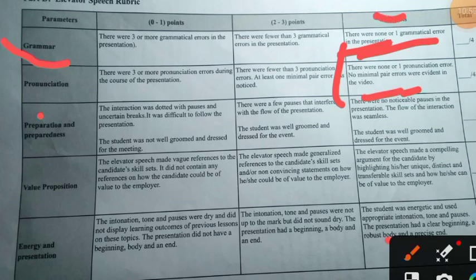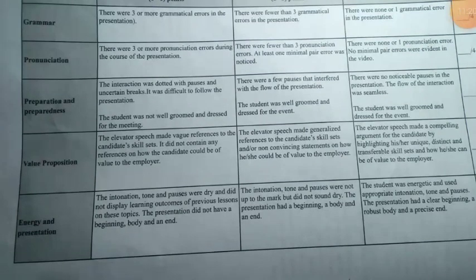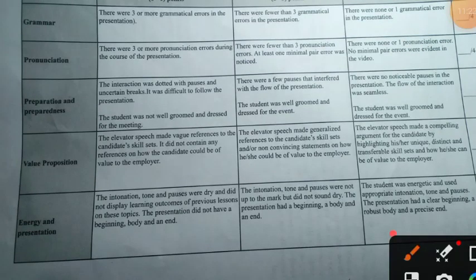Next one is preparation and pauses. You have to prepare everything. There were no noticeable pauses, but sometimes we make lots of pauses, so you must not pause. Then the flow and instruction; you have to focus on everything. Next one is the value proposition. The rebuttal speech made an argument for the candidate by highlighting her unique, distinct transferable skills. You have to write about your skills and what you want to become, and value your proposition.